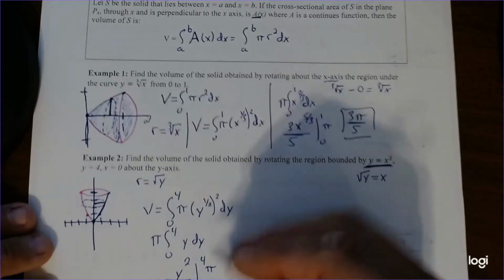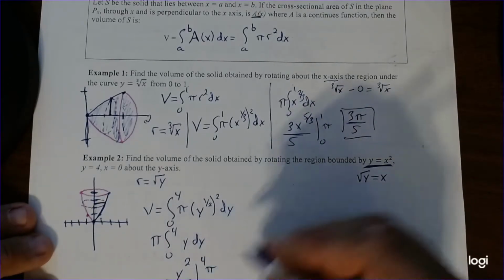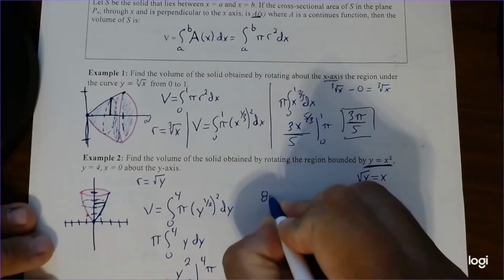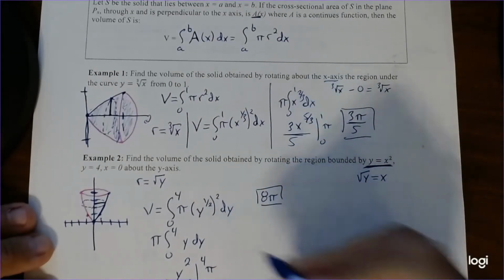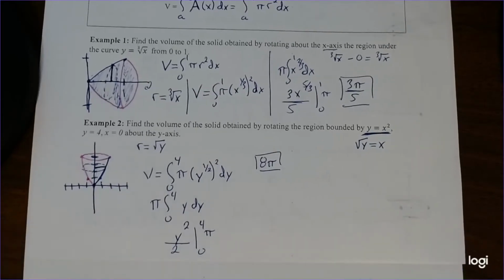So we plug in 4. This is going to be 4 times 4 is 16. 16 divided by 2 is 8. So this is going to be 8 pi. And then 0 is just 0 itself. And there is our volume.